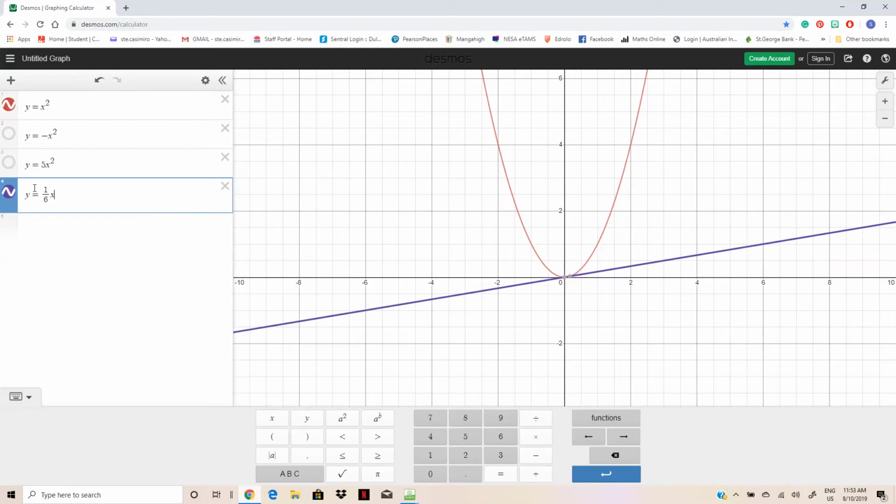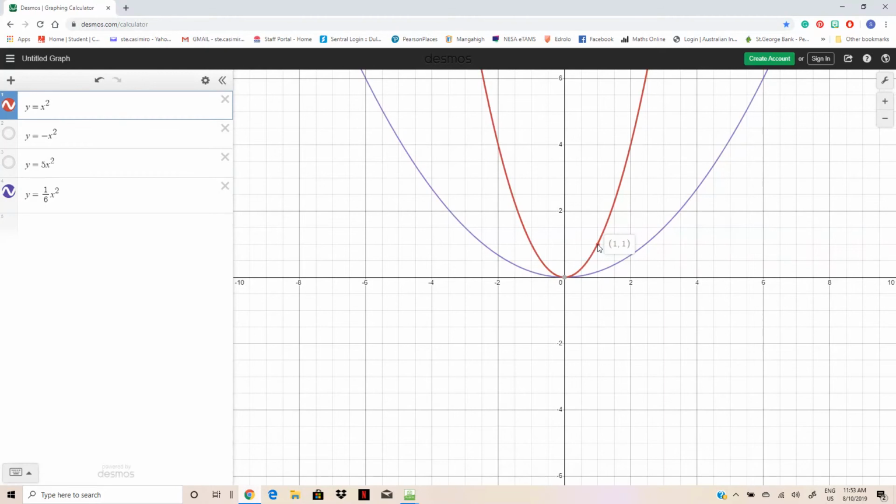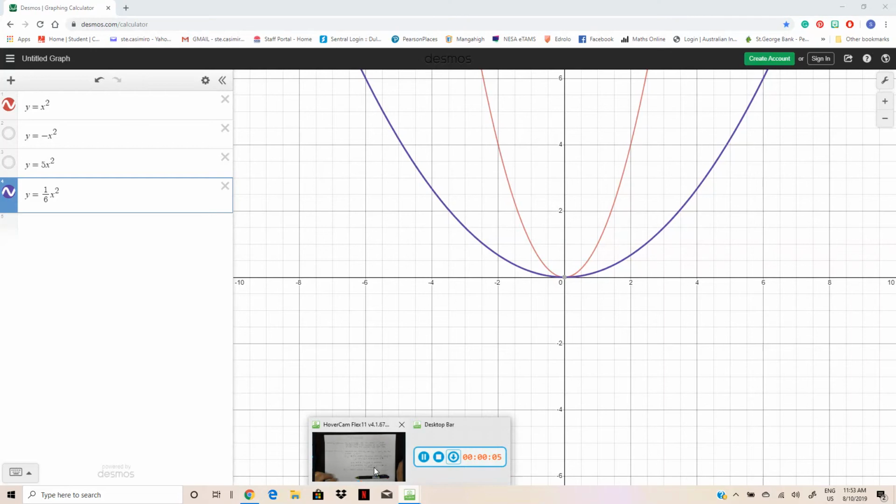Yeah. Now, if the scale factor was smaller, let's say 1/6 of x squared, yeah, it compresses the graph. Yeah. So this 1, 1 point now becomes a sixth of 1, so 1 and 1/6. Yeah. Okay. So let's do some examples.